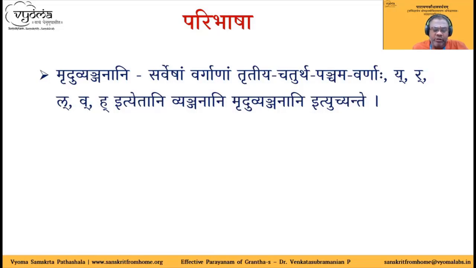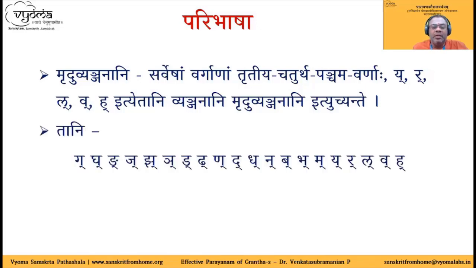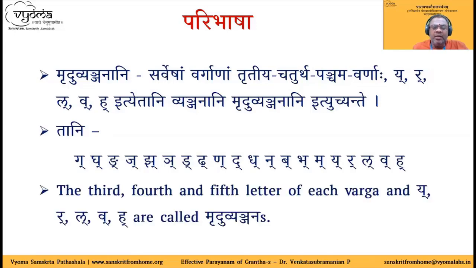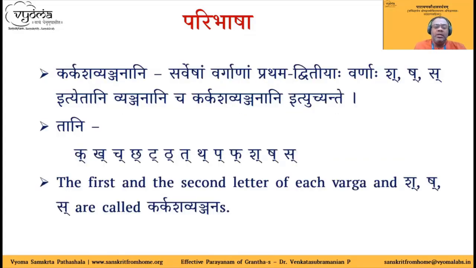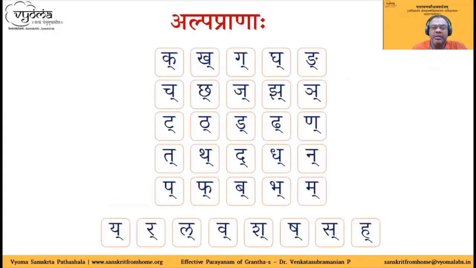Sarvesham Varganam Tritiya Chaturtha Panchama Varnaha Yaralavaha Ityetani Vyanjanani Mridu Vyanjanani Ityuchyante. The list is given. The 3rd, 4th and 5th letter of each Varga, and Ya, Ra, La, Va, are called Mridu Vyanjanas. Next we come to Karkasha Vyanjanas. Sarvesham Varganam Prathama Dvitiya Varnaha Sha, Sha, Sa Ityetani Vyanjanani Karkasha Vyanjanani Ityuchyante. The first and second letter of each Varga, Sha, Sha, Sa, are Karkasha Vyanjanas.